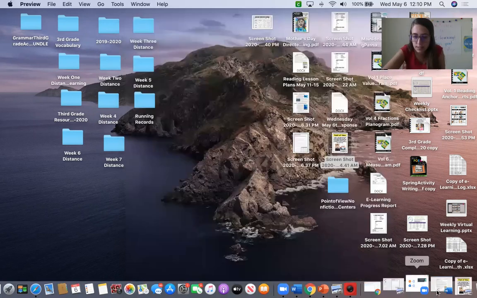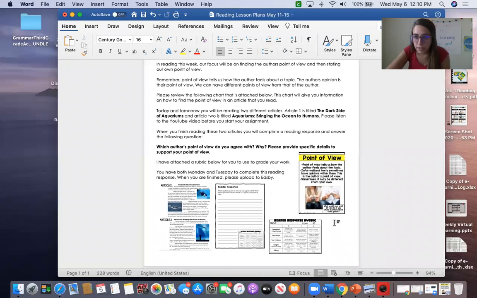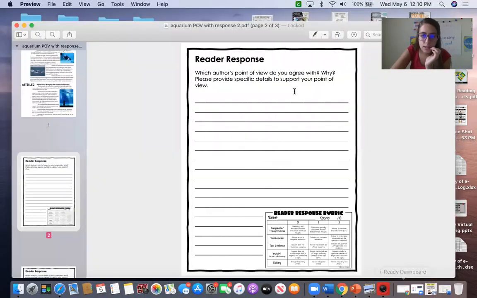So I want to go over the lesson plans real quick for today. We already reviewed the chart, so you don't need to do that again. Today we're going to be reading 2 articles. Article 1 is called The Dark Side of Aquariums, and Article 2 is called Aquariums, Bringing the Ocean to Humans. We are going to listen to both of those articles, and then when we're done, you are going to complete a reading response. You're going to tell me which author's point of view you agree with and why. And then you're going to provide specific details and information. So I'm going to go ahead and pull these articles up now.